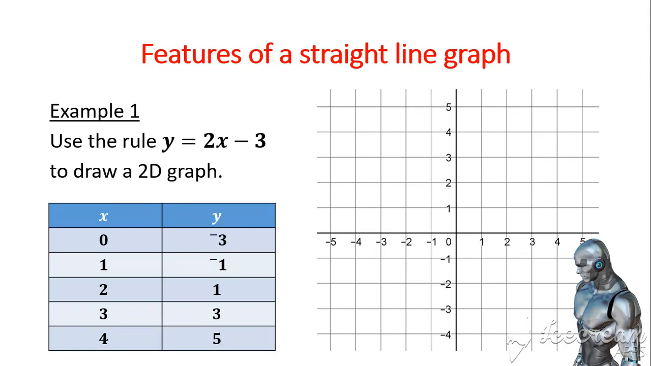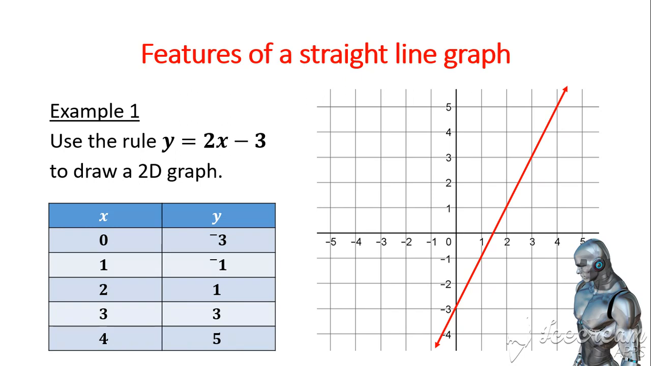Now we're going to go to our Cartesian plane and we're going to plot these points. So the first point, 0, negative 3. Don't go anywhere in the x direction and go down 3 in the y. 1, negative 1, which means go across 1 and down 1. 2, 1, which is out 2, up 1. 3, 3, out 3, up 3, and 4, 5 is out 4 and up 5. So here is our straight line graph, y is equal to 2x minus 3.